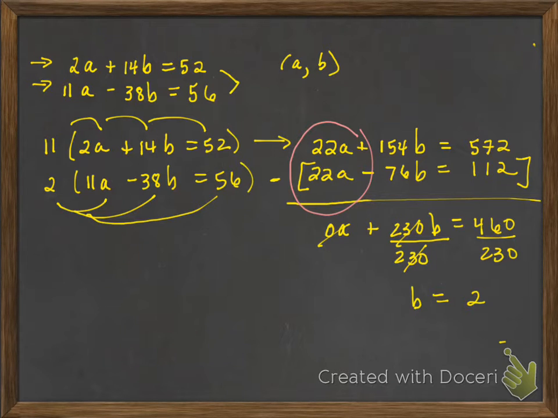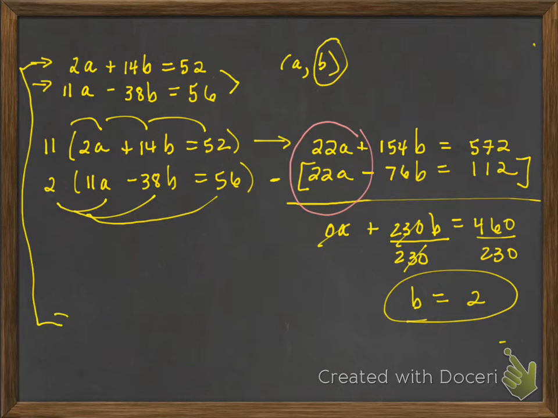Okay, now that's only part of what you want. You need to find the a, so you go back into either one of those equations, plug in this b, and solve for a. I'm going to pick the first one because the numbers are smaller. So 2 times a plus 14 times 2 equals 52. And now you need to solve for a. So this is 2a plus 28 equals 52.